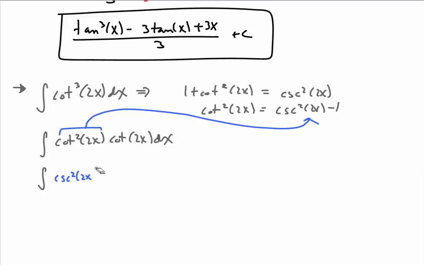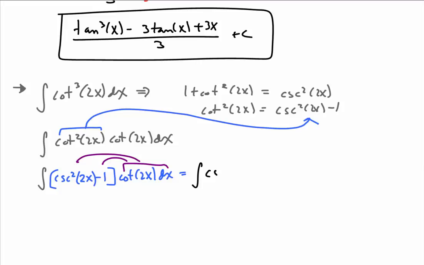Now remember, the reason I want parentheses around the arguments of your trig function is if you didn't have parentheses, you'd probably write it as 2x minus 1. And then this begs the question, is the argument 2x or is the argument 2x minus 1? So that's why you'll always use your parentheses around the actual argument to clarify that. We saved out a cotangent, we converted the cotangent squared, and now we will do our expand and integrate. So I have the integral of cosecant squared of 2x, cotangent of 2x dx, minus the integral of cotangent of 2x dx.